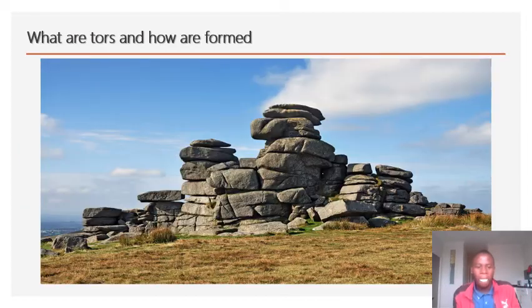Let's continue. Here I'm carrying a picture of the tors, and I'm going to tell you how tors are formed. Last time we were studying the tors, and I even asked you a question about how tors are formed, and I see that a lot of you have a problem in this topic. This is a picture of tors. It's like someone is putting these stones together. So I'm going to teach you how these stones are formed.